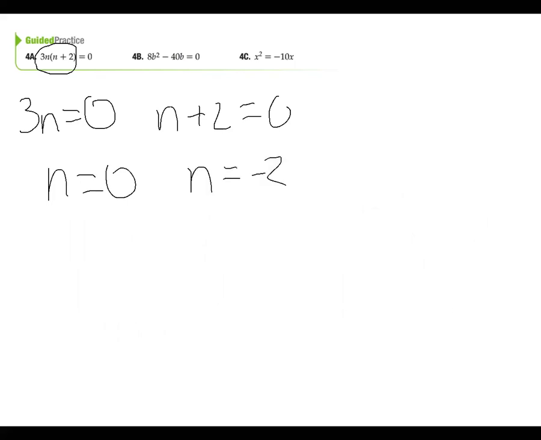a product. So you do 3n equals 0 and n plus 2 equals 0. First one, divide by 3, you get n equals 0. Second one, subtract 2, you get n equals negative 2. All right, and those are your roots, or the solutions.